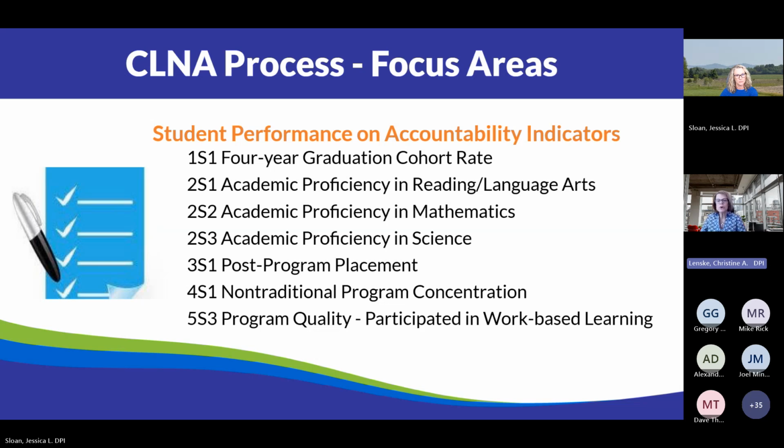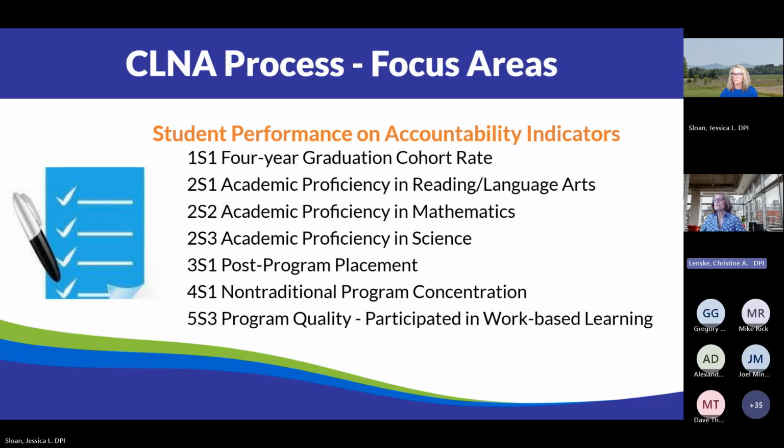And you will only know that if you disaggregate your CTE concentrators by the special population groups and demographics. So, for example, with 1S1, are they graduating? For the most part, we know this is true. Concentrators have very high graduation rates. But are there some demographic groups of concentrators in your district that aren't graduating? Are you curious as to why? What can be done to assist them?